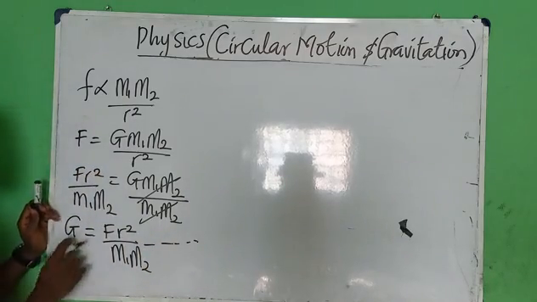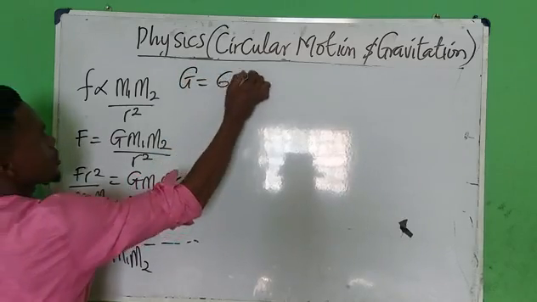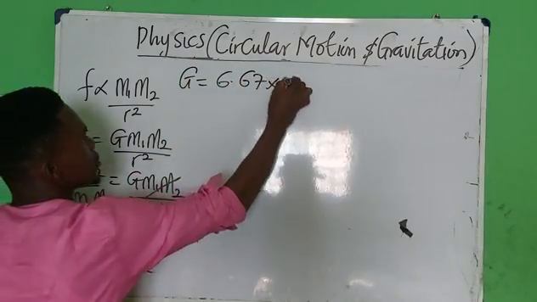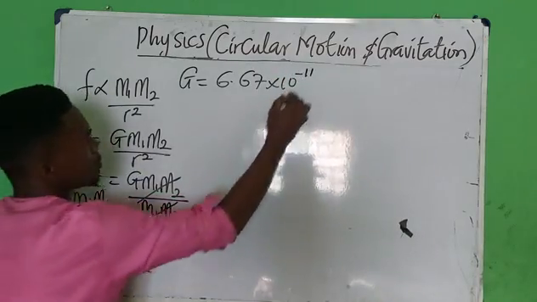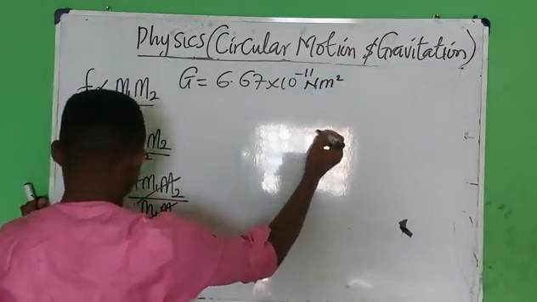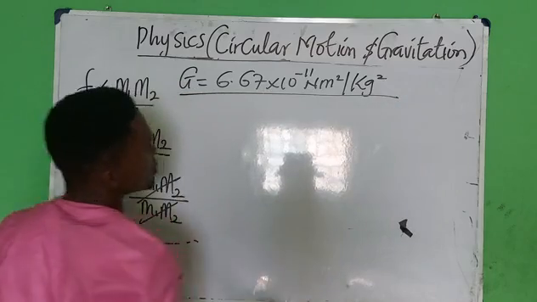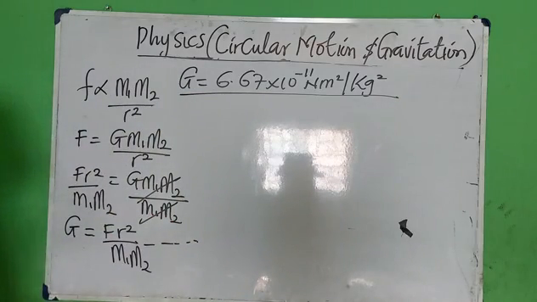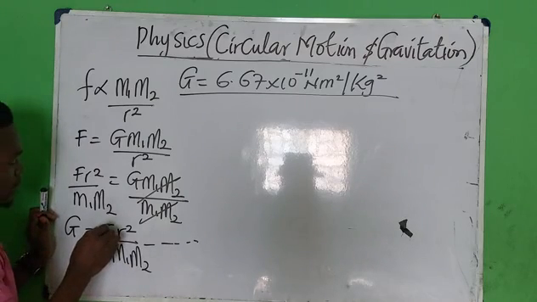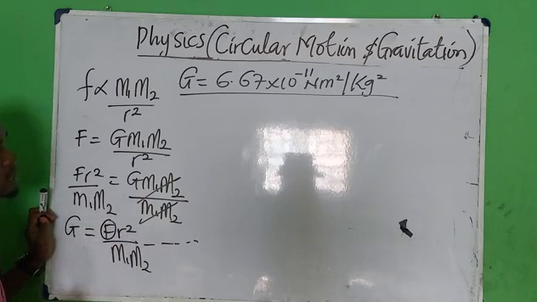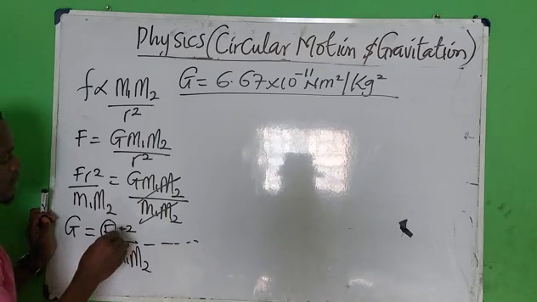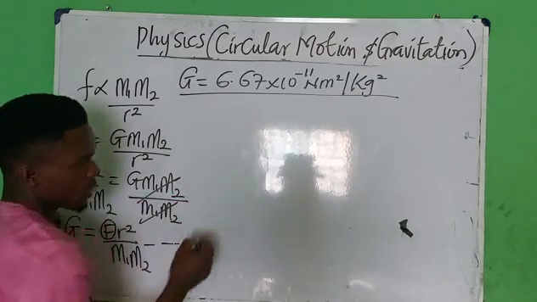This G has a constant, which is given as 6.67 times 10 raised to power minus 11 Newton meter squared per kilogram squared. So this is the constant. Why do you think it is Newton meter squared per kilogram squared? Let me show you why it's like that. The SI unit of force is what? Newton, right? Then radius here represents distance, which is R squared. So meter squared. That one is established.